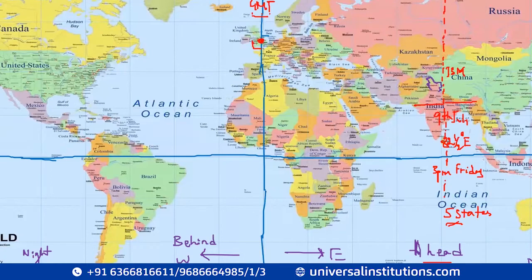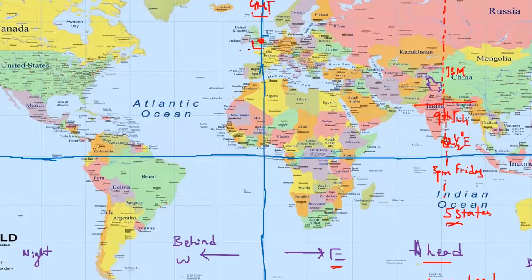2:30, 1:30, 12:30, 11:30, 10:30, 9:30. Check it out, please. 9:30 a.m. now. That means we have just finished our lunch here in India. People in London would have finished their breakfast now. How many of you agree? Okay, let me check again. So it is 2:30, 1:30, 12:30, 11:30, 10:30, 9:30.